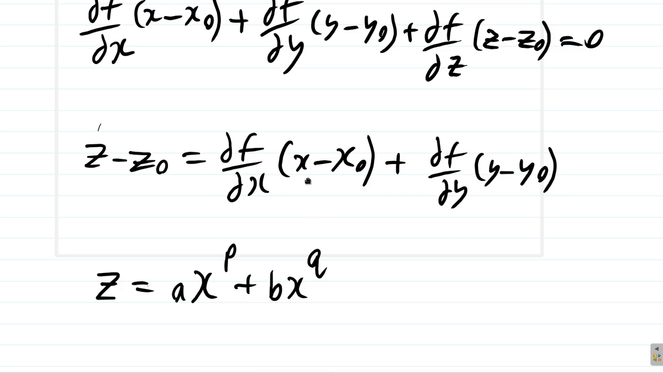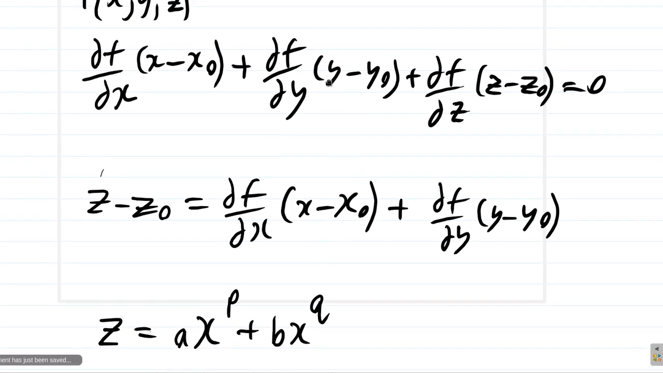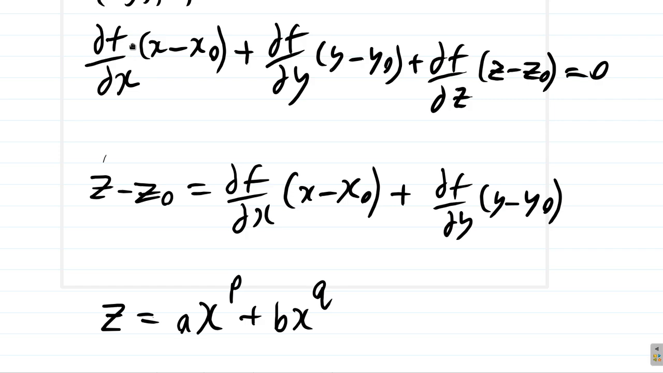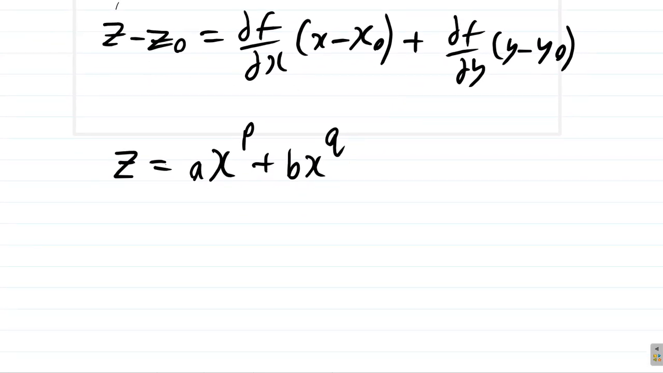Now, let us use this one up here and substitute the values. First, you find delta f by delta x, delta f by delta y, delta f by delta z. But before you do that, you rewrite it so all of the numbers and variables are on the left, and then you have 0 on the right. What's going to happen? You're going to have ax to the p plus bx to the q. Subtract z from both sides, minus z equals 0.